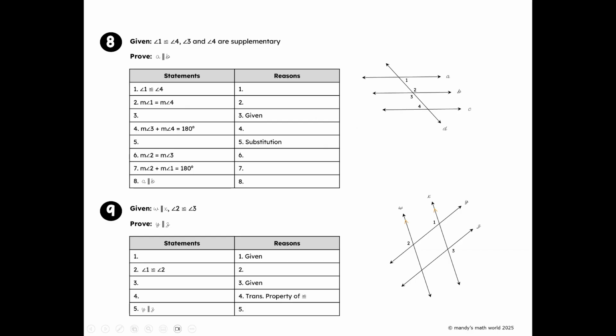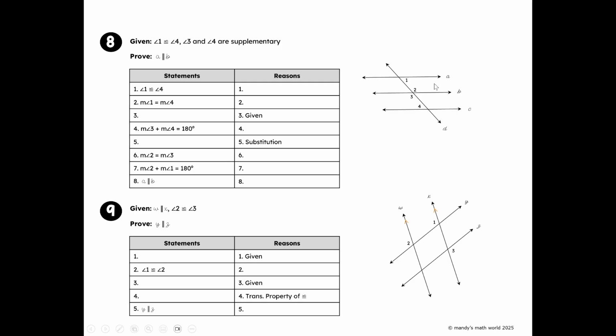Okay, moving on. Example number 8. I know it's a lot of proofs, but honestly, this is just one of those topics that the more you do, the better you get. And proofs are just tough. They're just tough. So in example number 8, we are given angle 1 is congruent to angle 4. And we're also given that angle 3 and angle 4 are supplementary. So we've got 8 steps here. We're asked to prove that A is parallel to B.